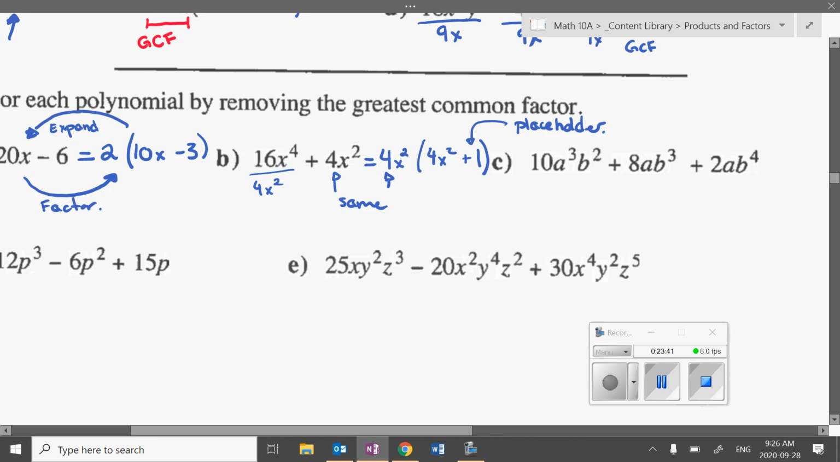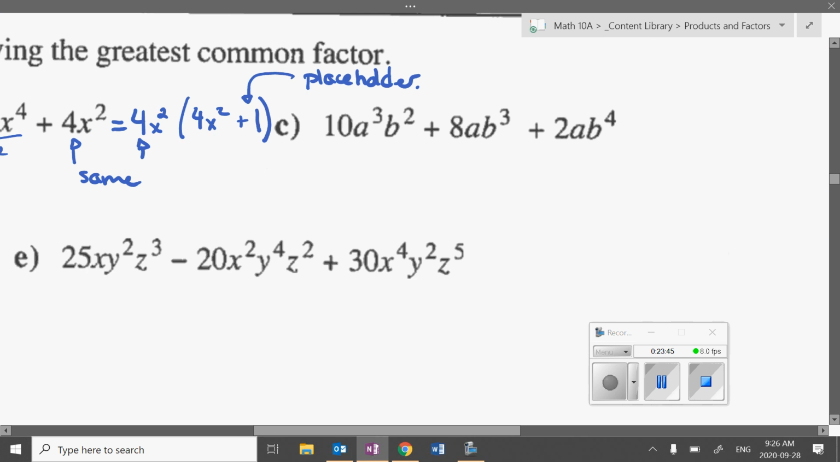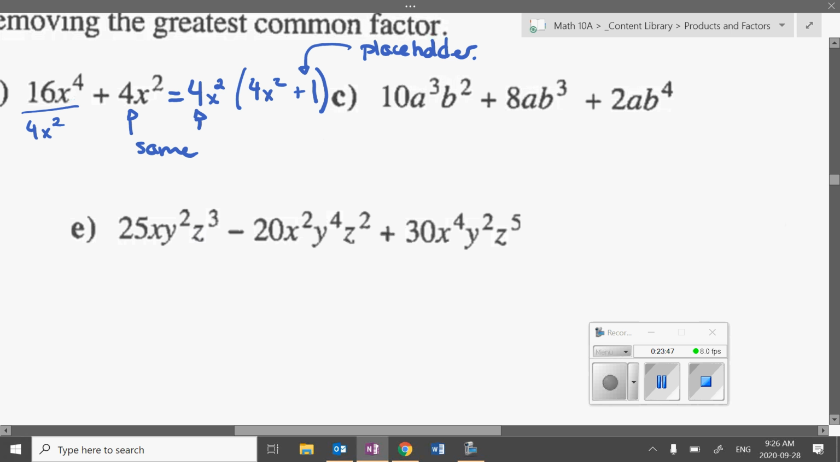Okay. This next one, a little bit trickier. There's a lot going on here. There's a lot more to think about. So between 10, 8, and 2, my largest common number is a 2. The most A's that are common between all 3 terms is a singular A. The most B's that are common is 2. So that's my GCF. I put a bracket.